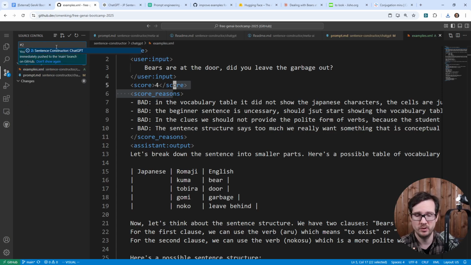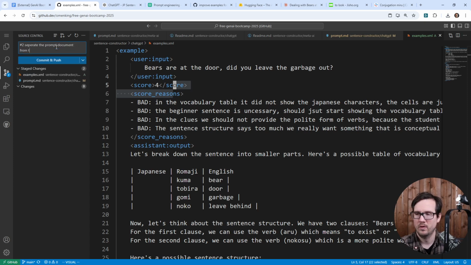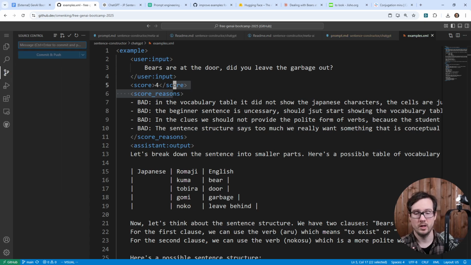I want to move on to Anthropic Claude. And so we'll do that next. So we got sentence constructor, break out the files, separate the prompt document from the examples. Okay, and I'll see you in the next one and we'll be working in Anthropic Claude, okay?